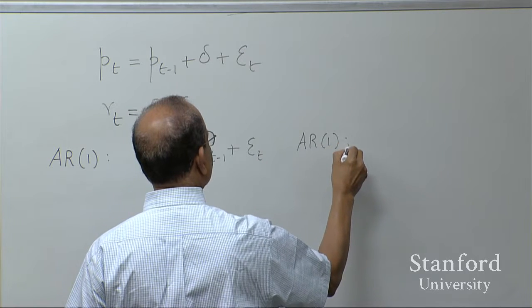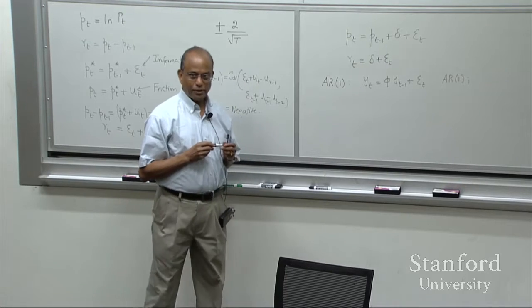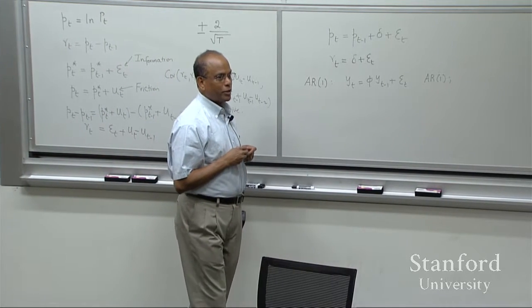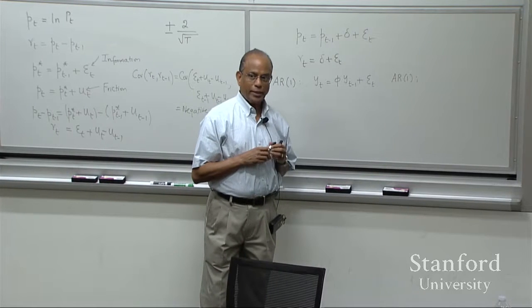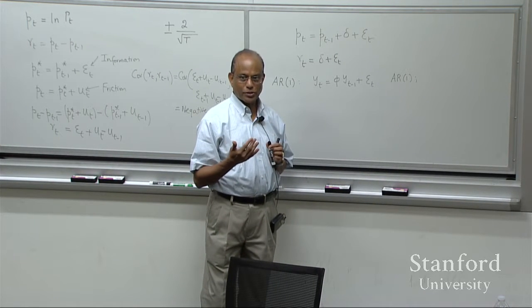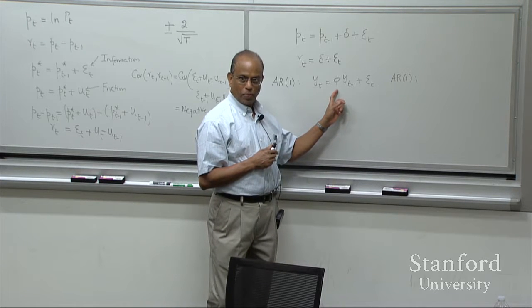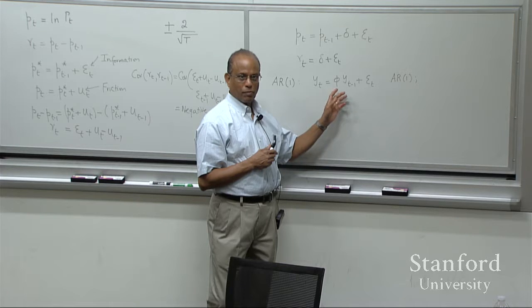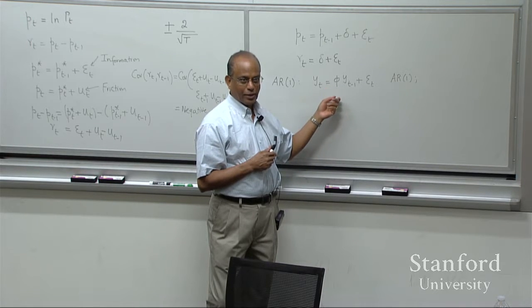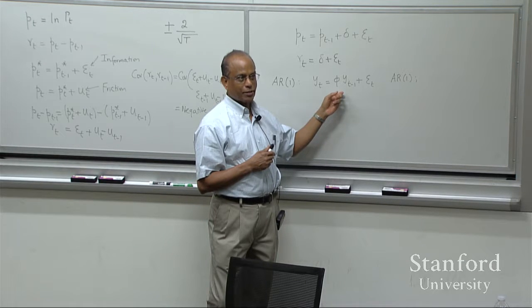AR1 model. This is like a regression model, right? Yt and xt, except that when it comes to time series, in order to make the stationarity hold, you need to make some assumptions on the coefficients. So what is the assumption on this pi coefficient? This is almost like a constrained regression in a way. The constraint is going to be on this coefficient.